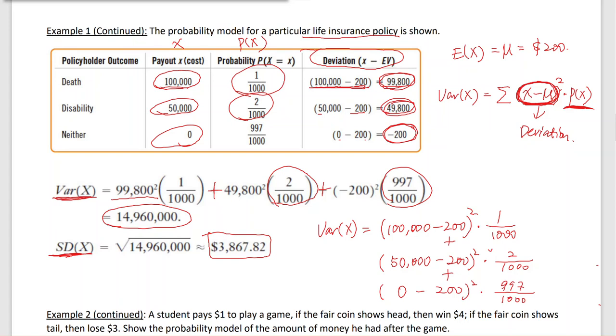So there are two ways. You can just list them out one by one, or you can add another column for the deviation, which will be easier for you to figure out each term. I don't have any preference; it just depends on which way you like.